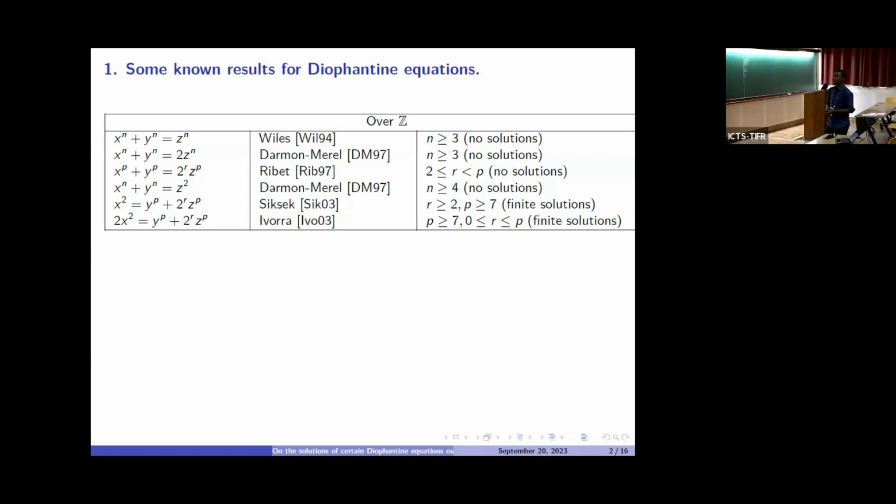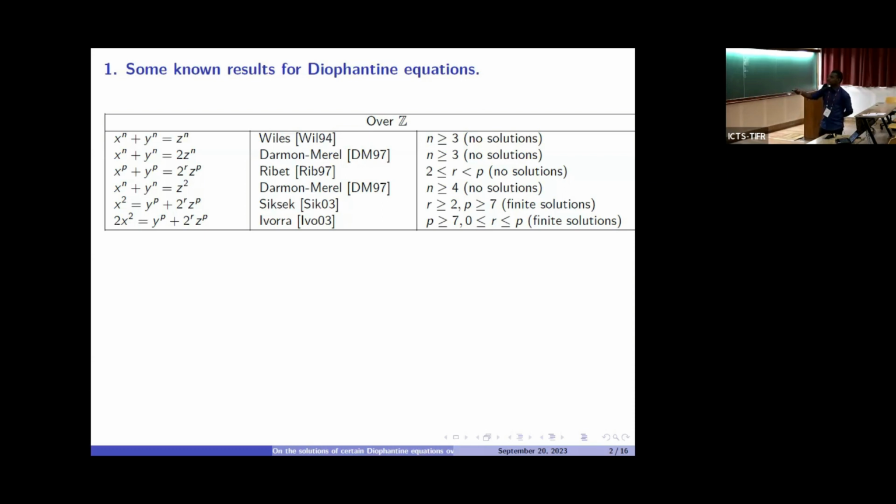And then Ivorra in 2003 studied the equation 2x square equal to y to the power p plus 2 to the power r z to the power p, but with the condition that p is greater than or equal to 7 and 0 is less than or equal to r less than or equal to p. And here also there are a finite number of solutions. So these are some known results that I will use in my talk. They basically studied solutions over the integers.